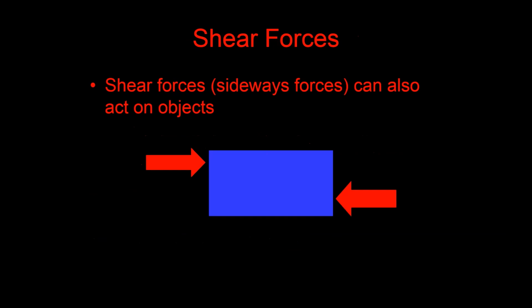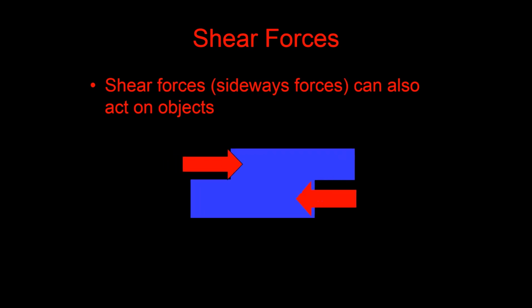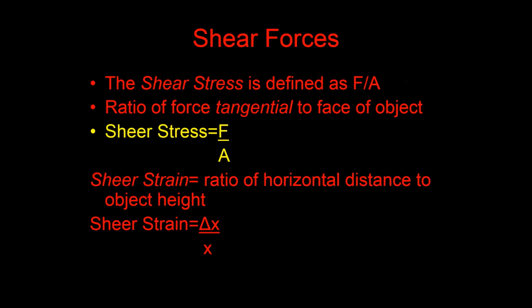And when we stretch things, if we were to say have something like our bimetallic strip, things like this would experience shear forces, sideways forces that can act on objects. And that's defined as force over area that we saw before, or the ratio of the force at 90 degrees to the face of the object. This means we can also define strain being delta x over x.